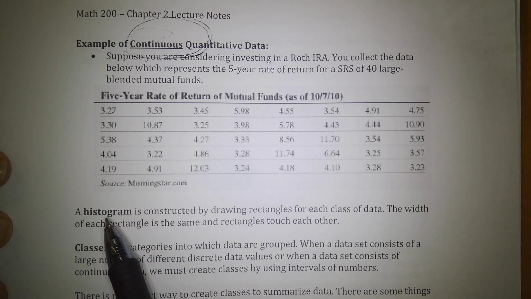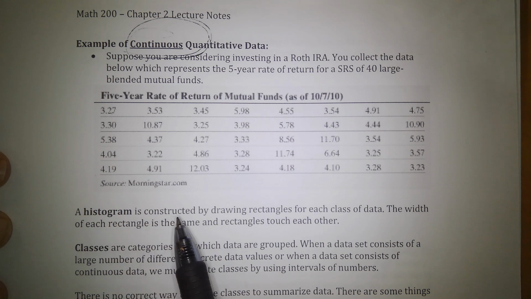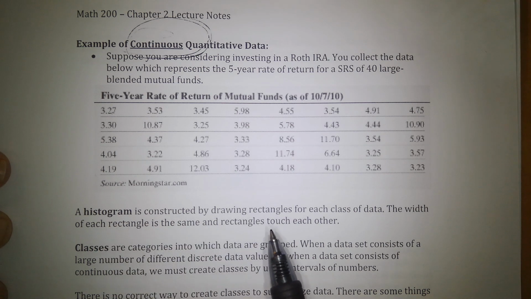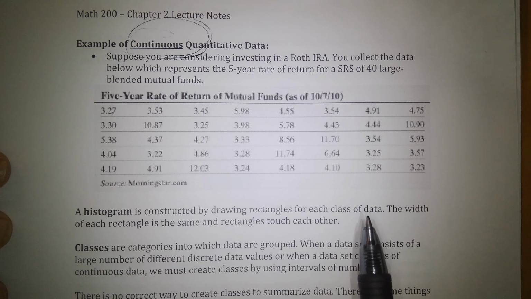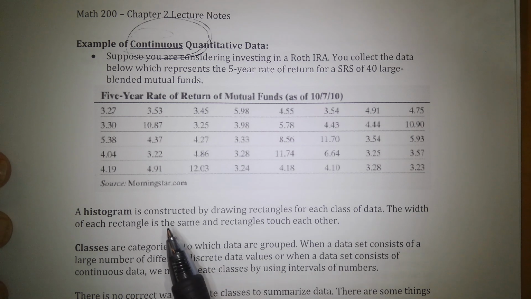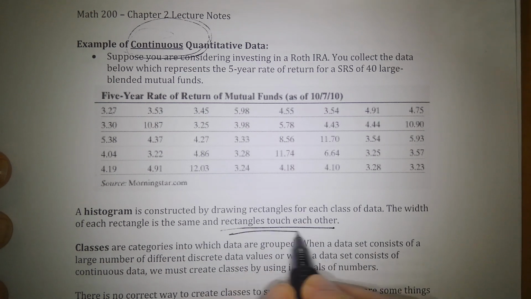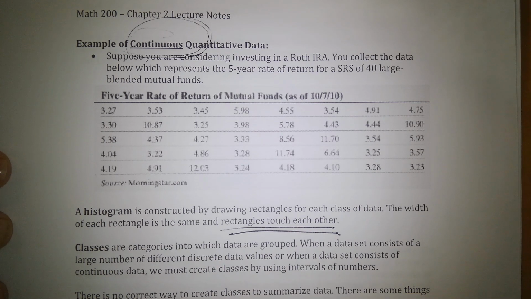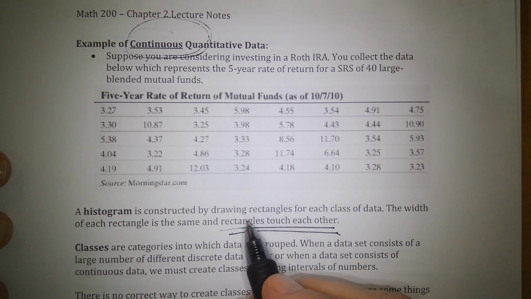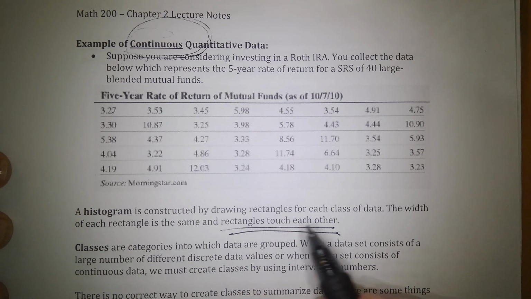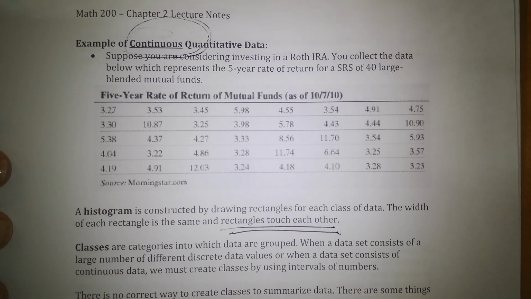Using continuous data, what we usually like to describe that data in picture form is called a histogram. A histogram is constructed by drawing rectangles for each class of data, which is very similar to a bar graph. The width of each rectangle is the same, but in this case the rectangles must touch each other. So that's the main difference between a histogram and a bar graph: in a histogram the rectangles touch each other. The classes are the categories into which the data is grouped.